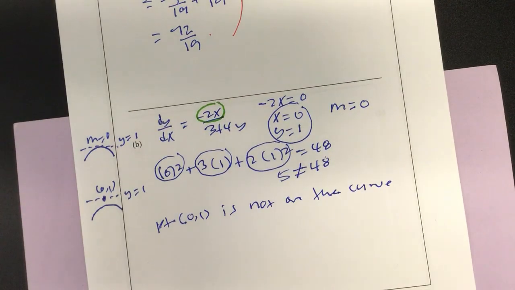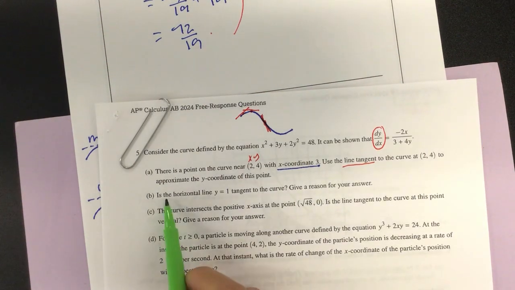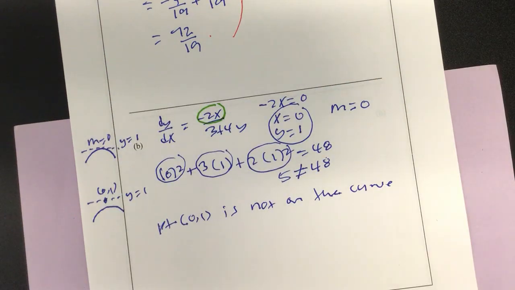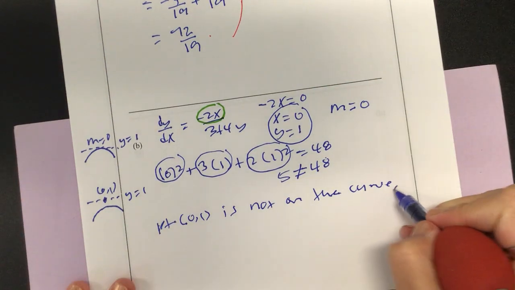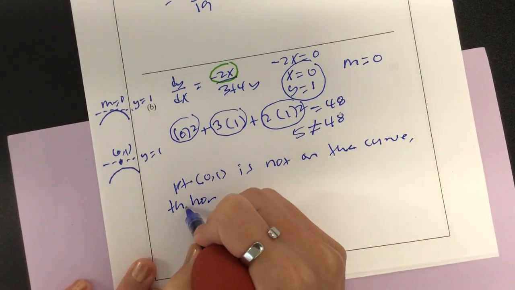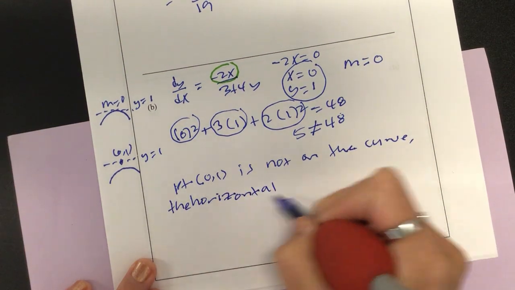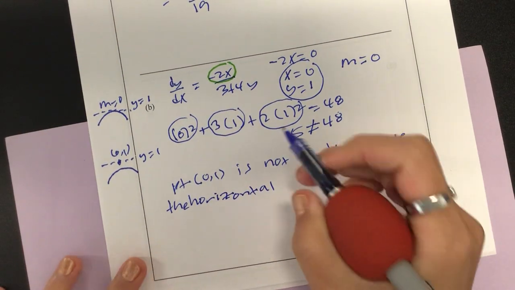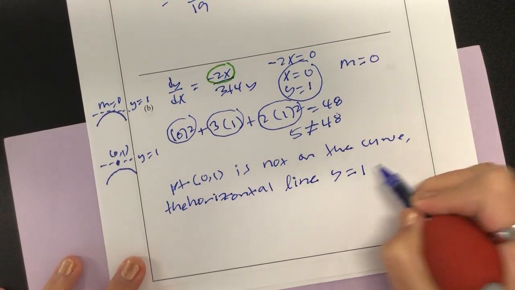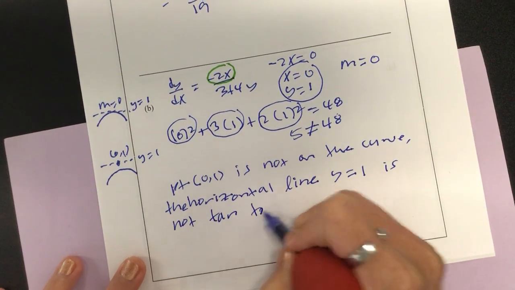So I would say, let's see, the horizontal tangent. I'm going to use this phrase right here. The horizontal tangent y, and then say whatever that means. So the horizontal, I forgot the E. Look at my spacing, it's awful. The horizontal line y equals 1 is not tangent to the curve.